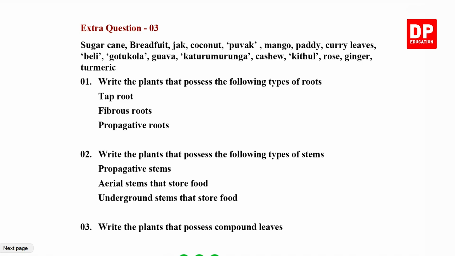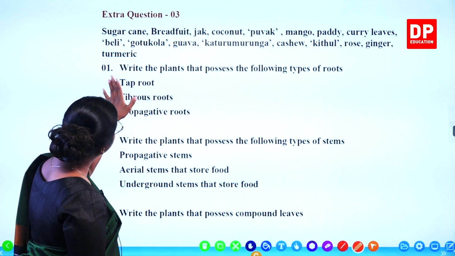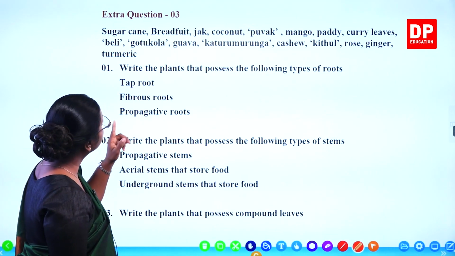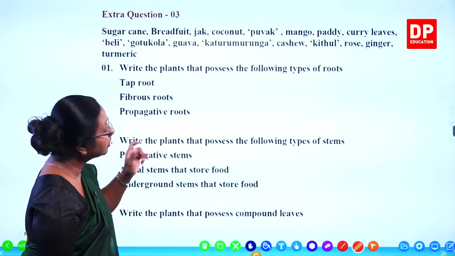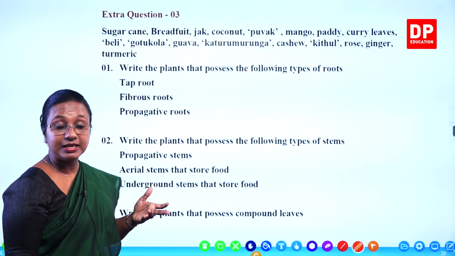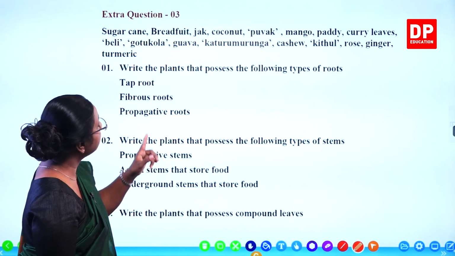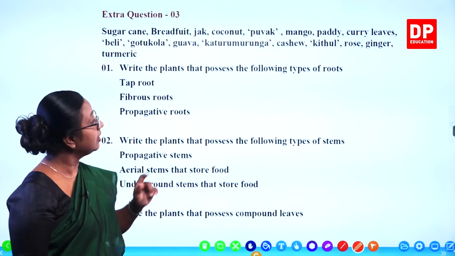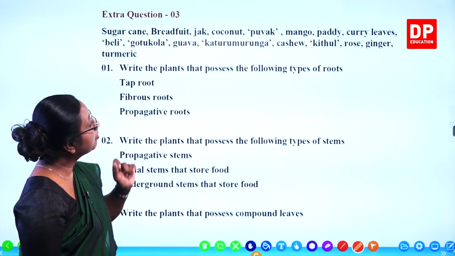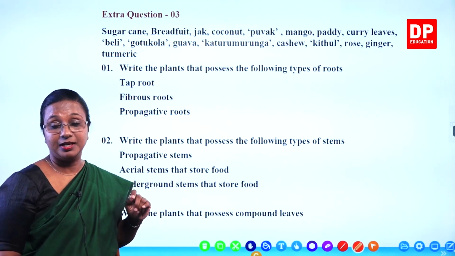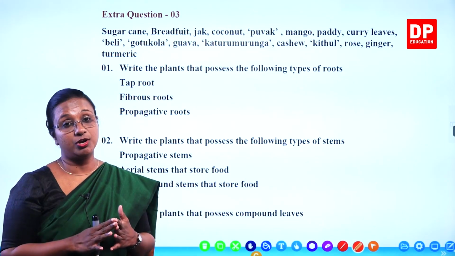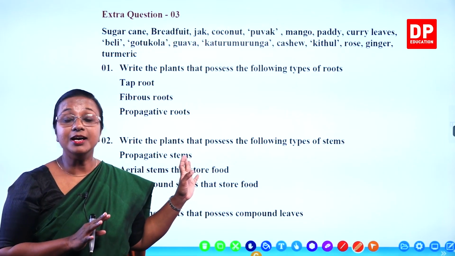Extra question 3. So here there are some plants. Those are the examples that you have to use to answer these questions. Sugarcane, breadfruit, jack, coconut, puvak, you know what puvak is, that is the arecanut plant, mango, paddy, curry leaves, belly, gotukola, guava, kathurumurunga, cashew, kithul, rose, ginger and turmeric. Now these are plants that you have in your environment, you would have seen around you all. So you all are familiar with their adaptations.